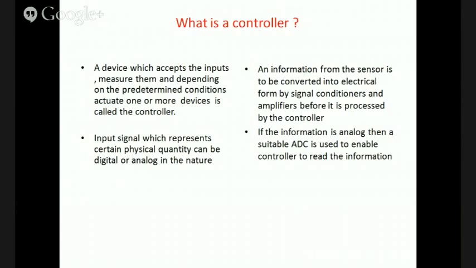If the automation is analog, then a suitable ADC is used to enable the controller to read the transmission. Of course, nowadays digital controllers are there, wherein we have to change it into a digital form by using ADCs. But finally, when the control element is to execute the actual function, it does not recognize the digital signal. It has to be further converted into an analog signal by using a D2A converter, that is DAC.